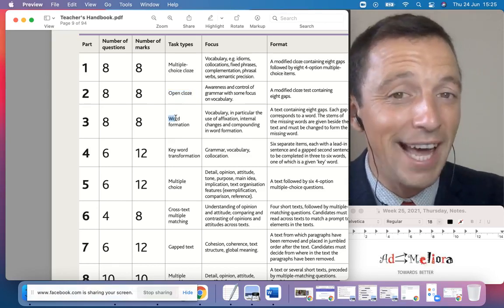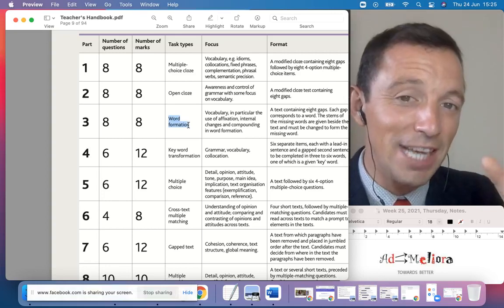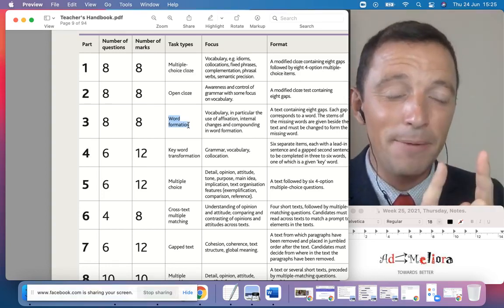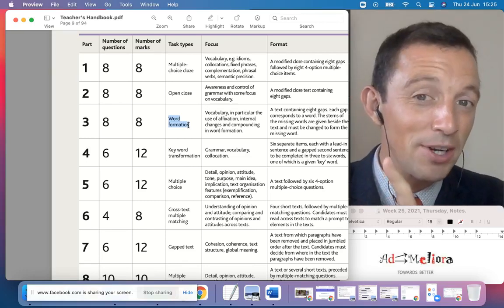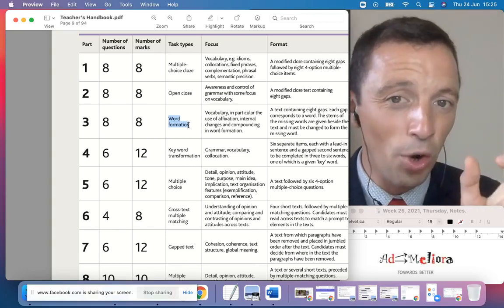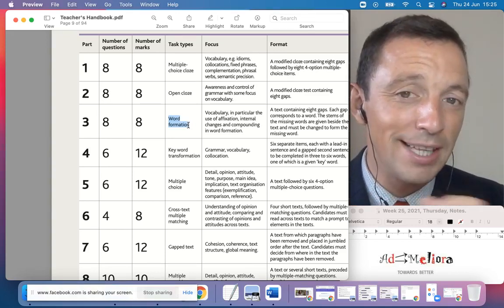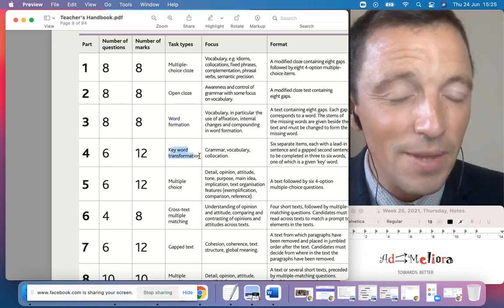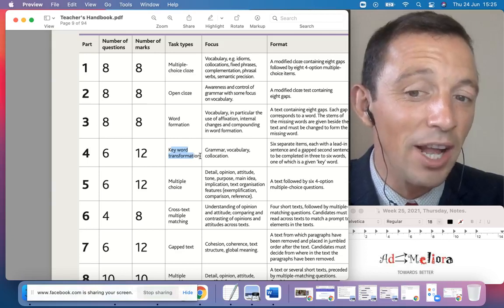Part 3, you have a text again, but you have one word at the end of the text, and it's necessary to change the form of the word. For example, you have happy, but you need to put happiness, unhappy, something similar to this. You need to change the word they give you into the appropriate form of that word in the sentence.